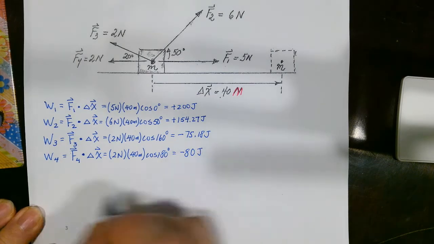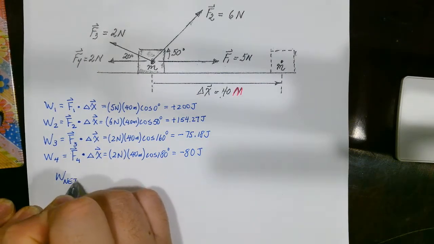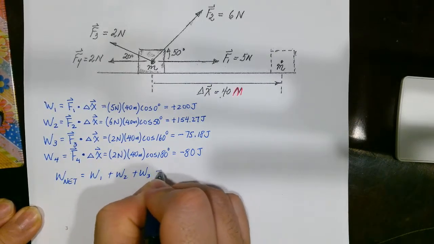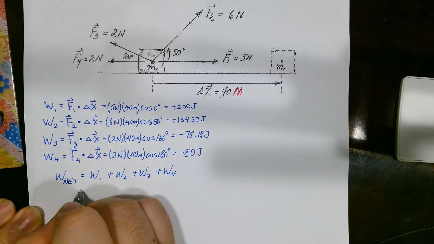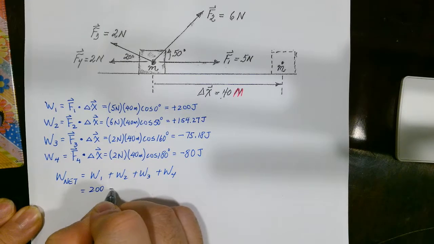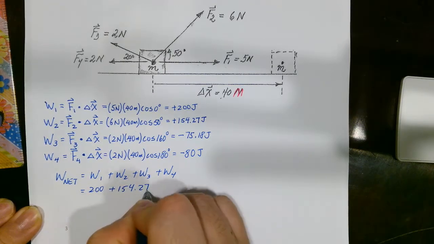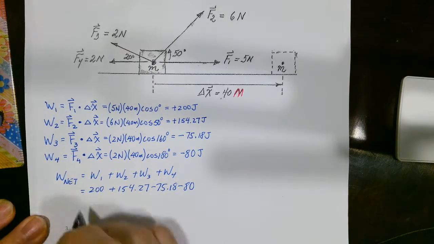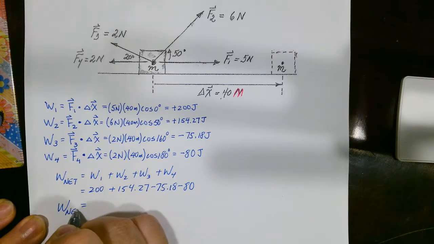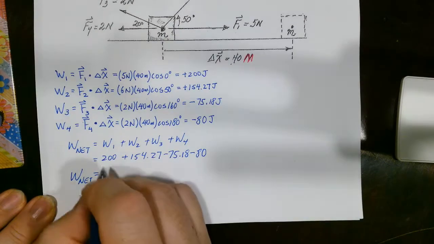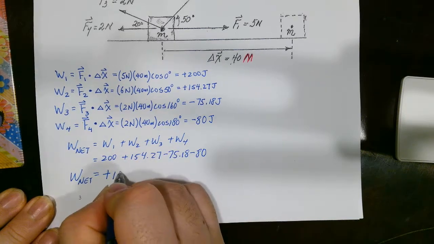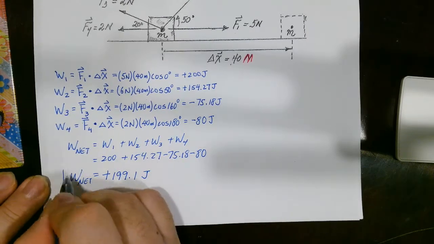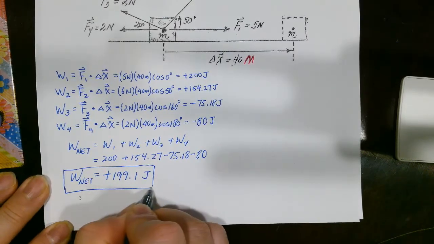So if you work it out, your net work is equal to work 1 plus work 2 plus work 3 plus work 4. And that is equal to 200 plus 154.27 minus 75.18 minus 80. And you should get your net work. And that comes out to positive 199.1 joules.